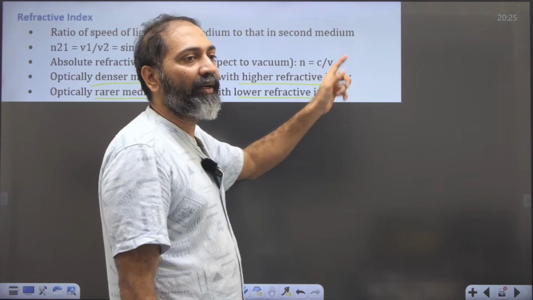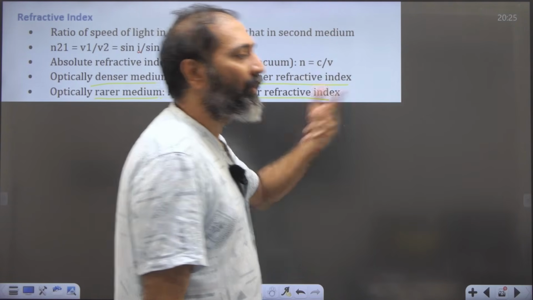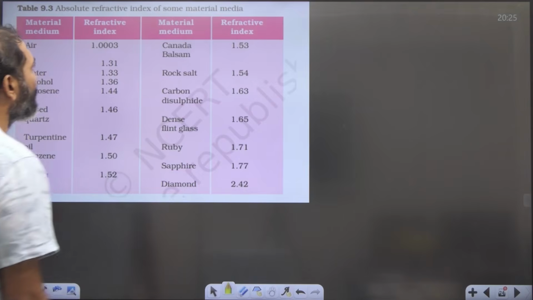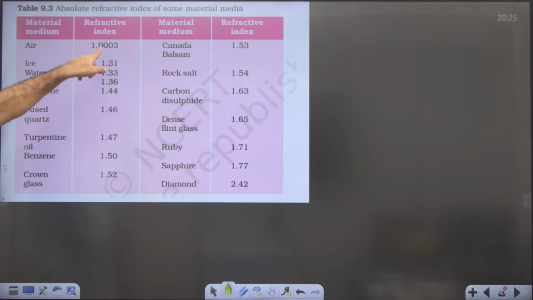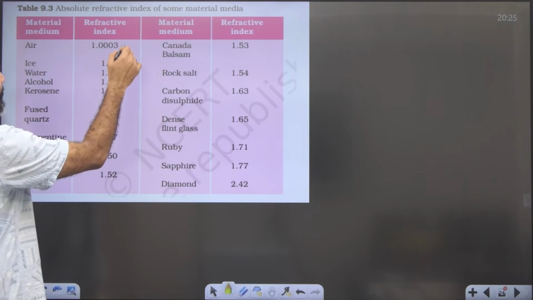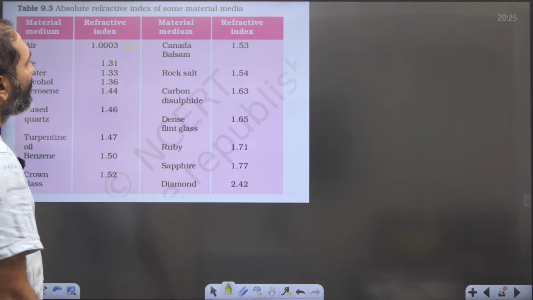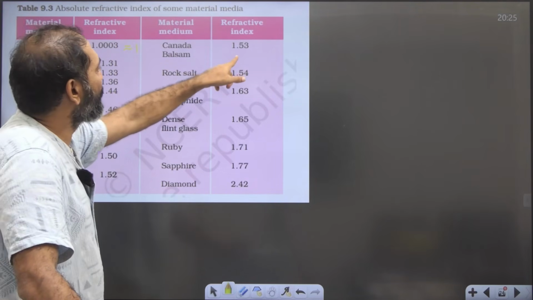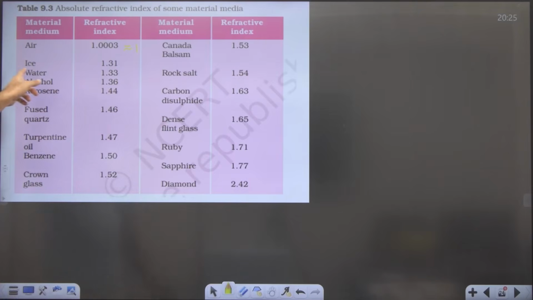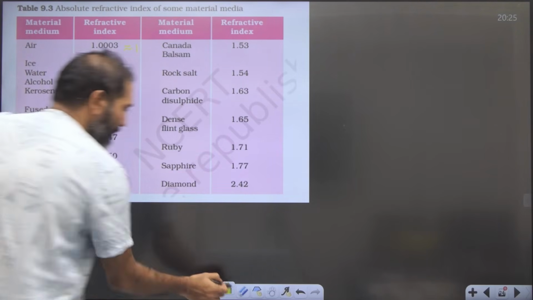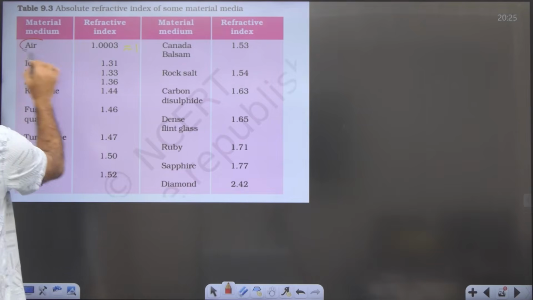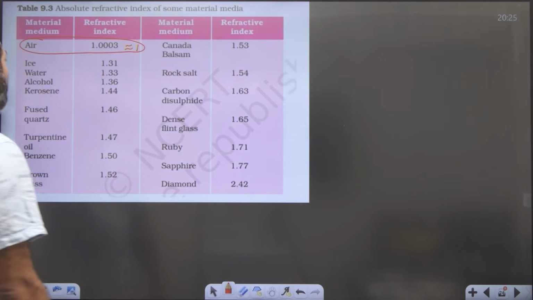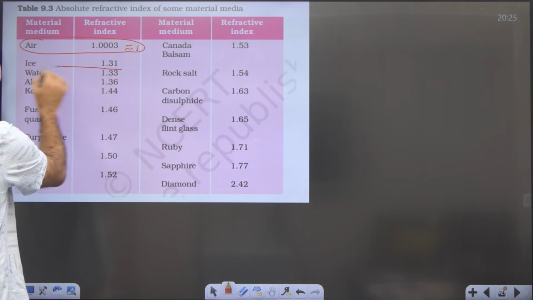Absolute refractive index means what? The refractive index of a medium with respect to air. Now, absolute refractive index of some material media. Air refractive index 1.0003. We almost take it as 1. Another material medium, Canada balsam. What is the refractive index? 1.53. They are different elements. Ice 1.31. Okay, let me mark the important ones. Air 1.0003, which is almost equal to 1, is very important. You should learn it by heart. Then water ice is 1.31. It is not that important.